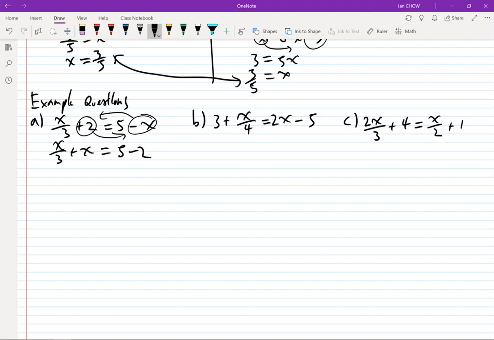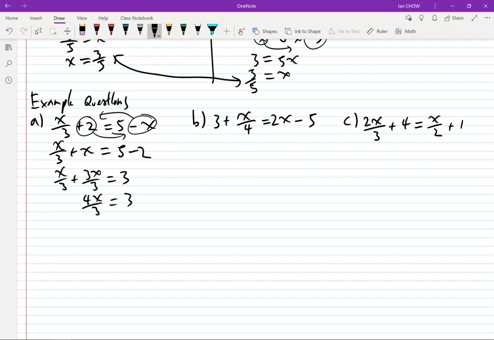And so what I'm going to do in this case is I'm going to change the x into 3x over 3. So we have x over 3 plus 3x over 3 is equal to 5 minus 2, which is 3. And then we can combine them together. x plus 3x is 4x over 3 is equal to 3.